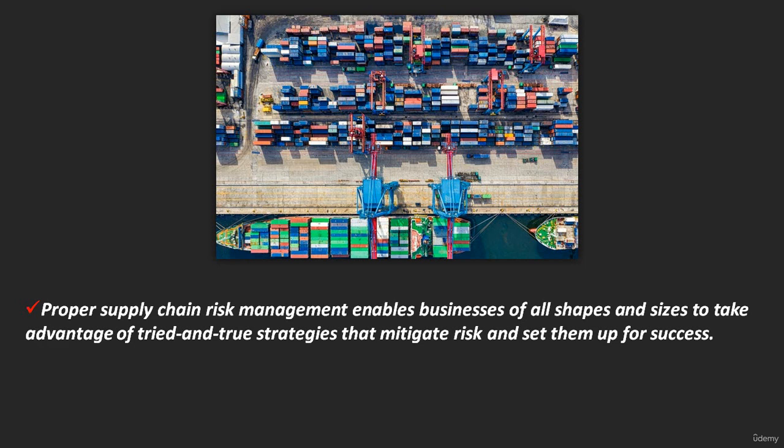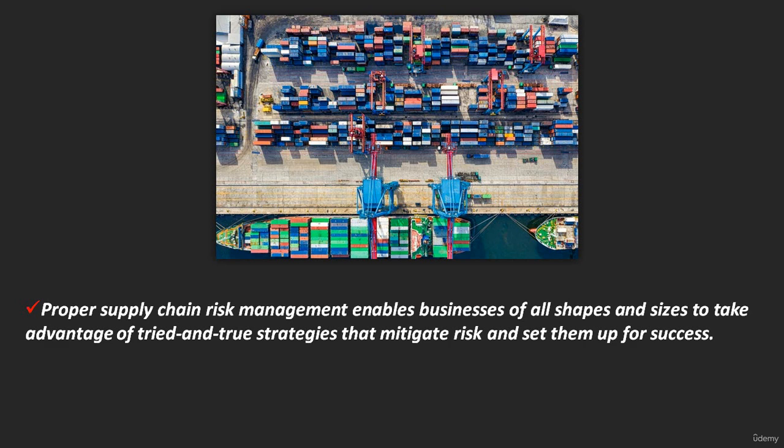In a Gartner survey, only 24% of respondents stated that they had a highly resilient network, though more than half expected to be highly resilient within a few years. That's a positive sign. But what exactly can be done to get ahead of those supply chain risk factors? Proper supply chain risk management enables businesses of all shapes and sizes to take advantage of tried and true strategies that mitigate risk and set them up for success.